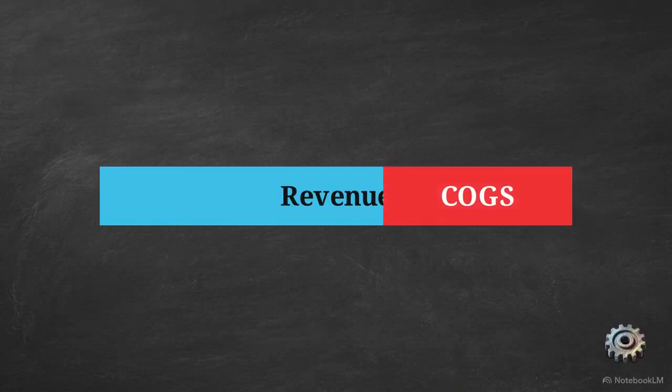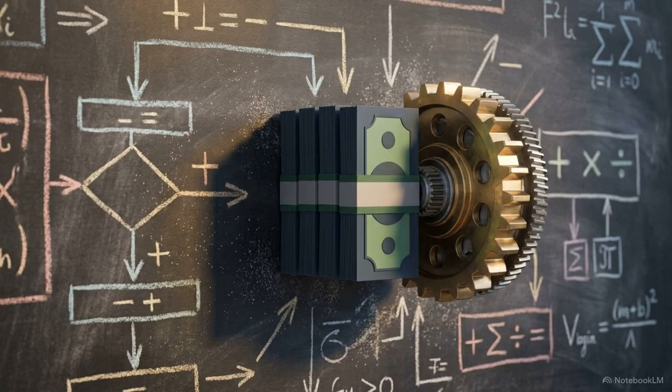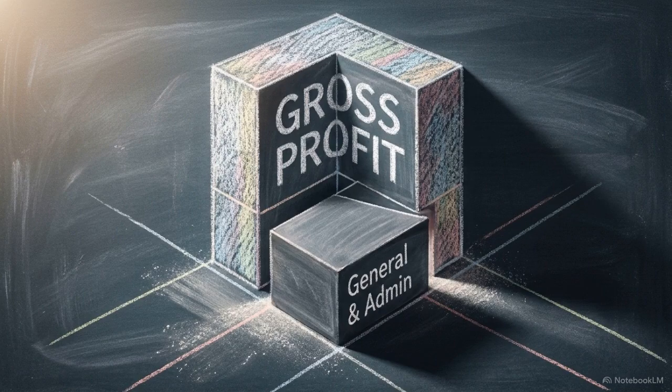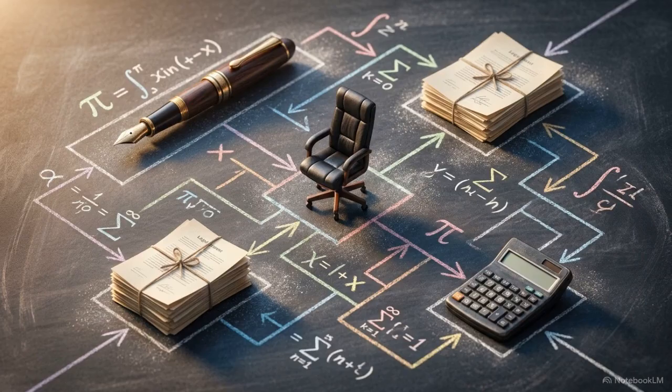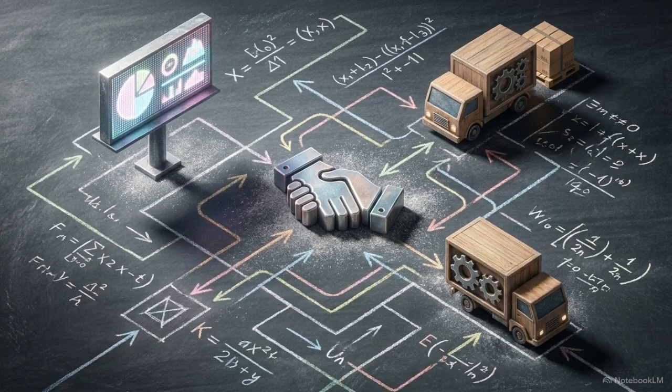Subtracting that cost of goods sold from total sales revenue gives us gross profit. This represents the raw margin the company earns purely from producing its product, before any corporate overhead is considered. Below gross profit, we deduct operating expenses, starting with general and administrative costs. These are enterprise-wide expenses incurred for the benefit of the entire organization, things like executive salaries, legal fees, and accounting services. Next are selling expenses. Unlike corporate overhead, these are directly tied to marketing and distribution. This includes sales commissions, advertising campaigns, and the freight costs required to ship the product to the customer.